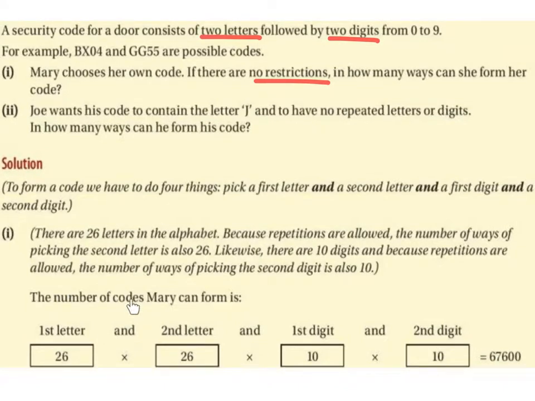So the number of codes Mary can form is 26 multiplied by 26 multiplied by 10 multiplied by 10, 67,600.